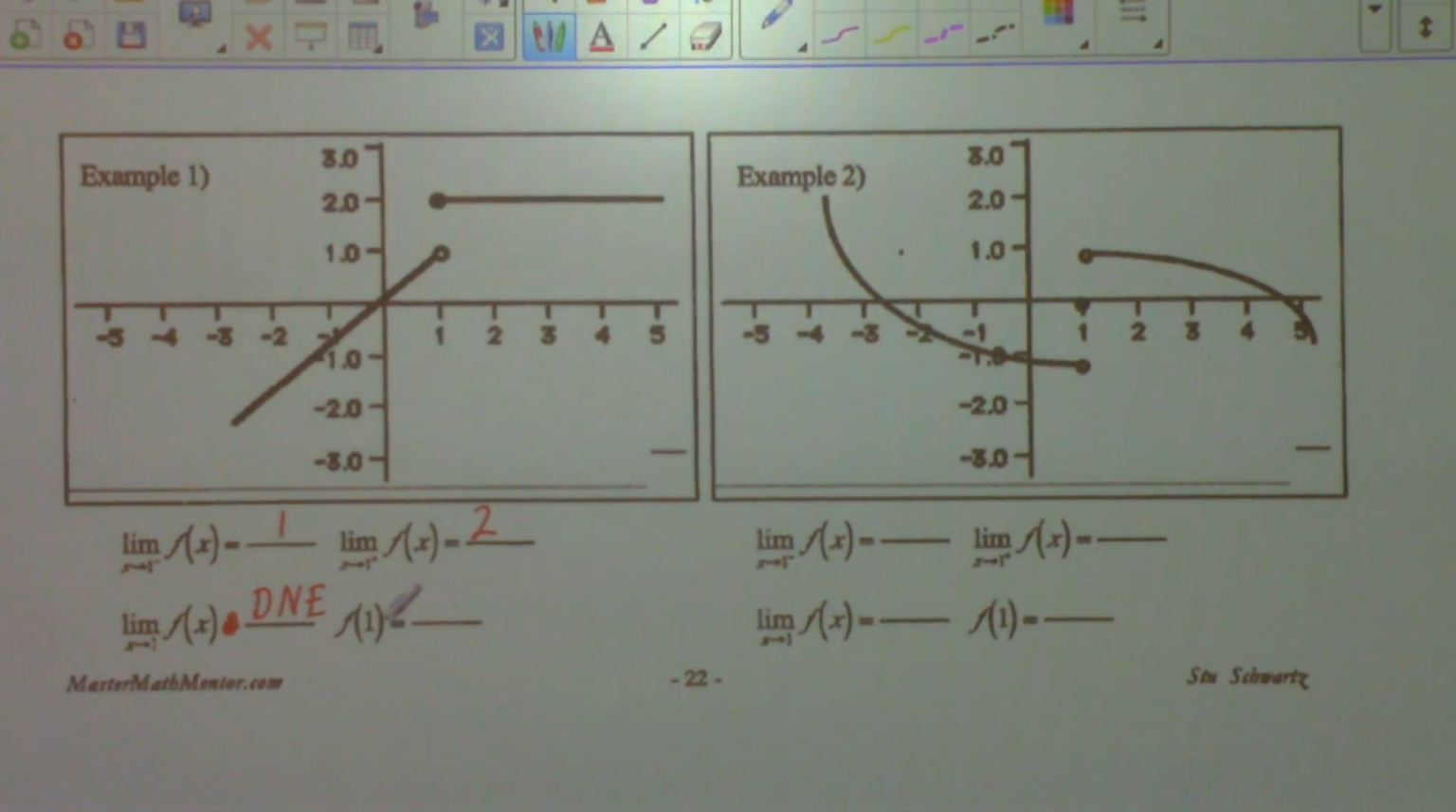What is f of 1 equal? 2. f of 1 equals 2. We see this filled in, so f of 1 equals 2.